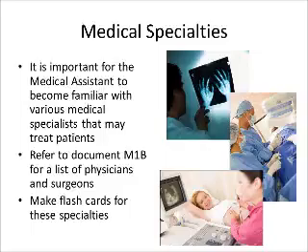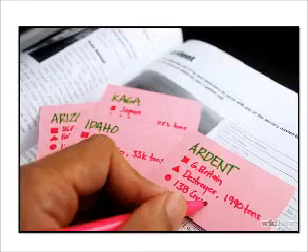Included in the downloads is document M1B, which is a list of physicians and different types of surgeons and those types of specialties. Again, I recommend making flashcards for these specialties and practicing them and getting to know them and learning them so that they become second nature to your language.